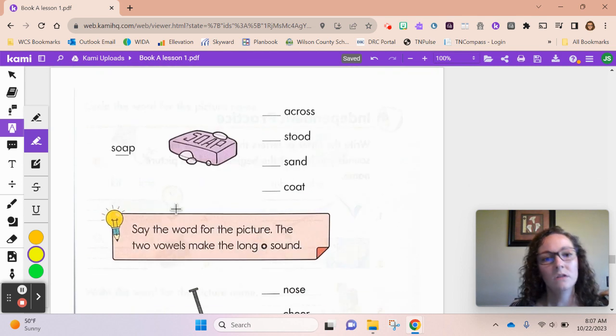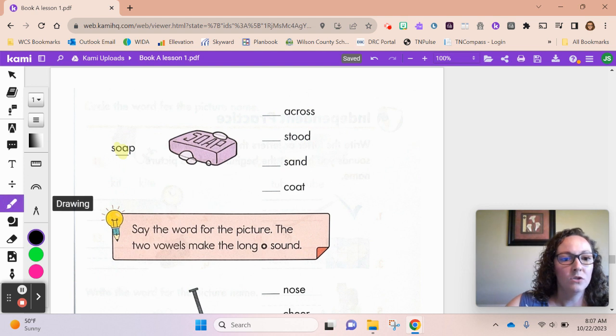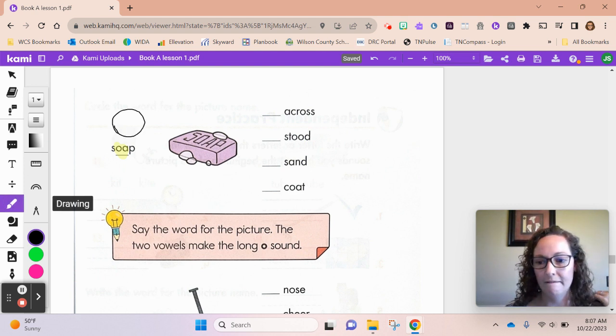The next one, we have soap. Soap says the long O sound. So now I come over here. Across, stood, sand, coat. So here I hear across. That's the short O sound.